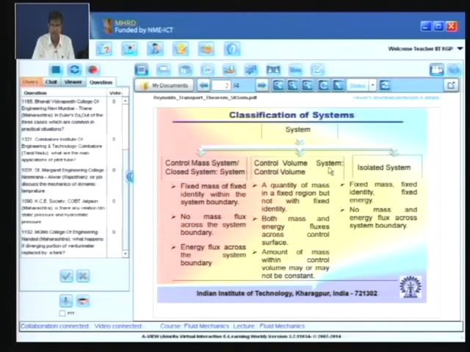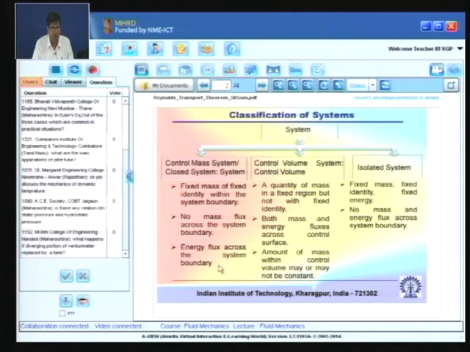Let us find the definitions of all these three and what are the characteristic features that distinguish one from the other. Now, a control mass system is a fixed mass of fixed identity contained within the system defined by the system boundary. Since the identity of the mass is fixed, no mass flux takes place across the system boundary. That means no mass comes into the system, no mass goes out of this system. So, mass remains constant by amount and also by identity, but the energy can cross the system.